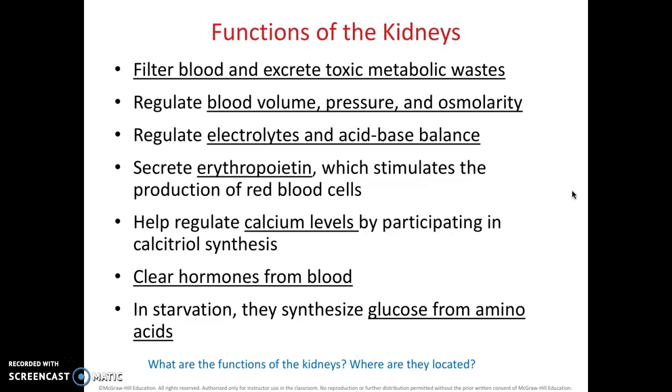So the functions are to filter blood and to excrete toxic metabolic wastes from the body, to regulate blood volume, pressure, and osmolarity, to regulate electrolytes and the acid-base balance, as well as secreting erythropoietin, which stimulates erythropoiesis or the production of red blood cells. They also help regulate calcium levels by participating in calcitriol or vitamin D synthesis. They also can help clear hormones from blood, and in times of starvation, they actually can synthesize glucose from amino acids. So these are pretty darn important.